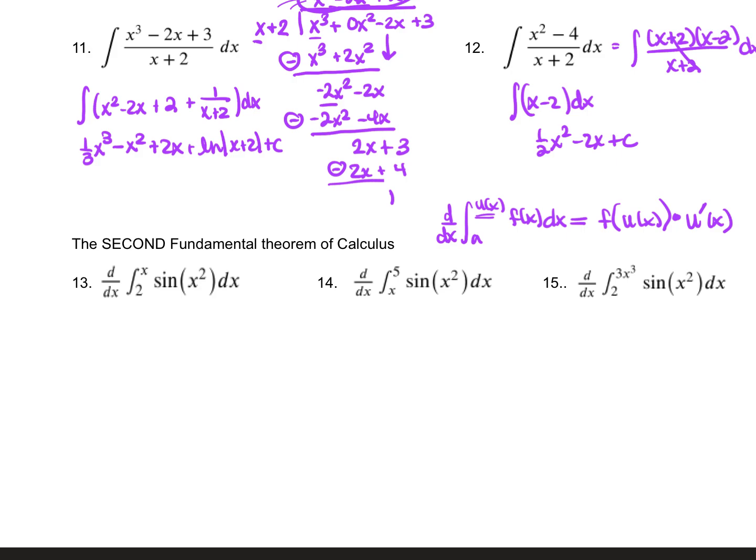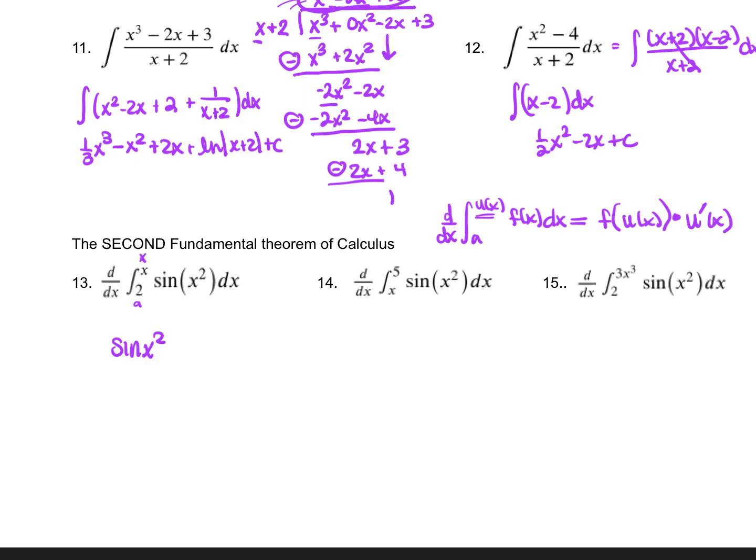All right, so looking at this first one. So this is in fact a constant right here, so we're good. This right here is just x, so we know that if we take the derivative of x, we're just going to get 1, so you're not going to see the chain rule. So this is just sine of x squared.